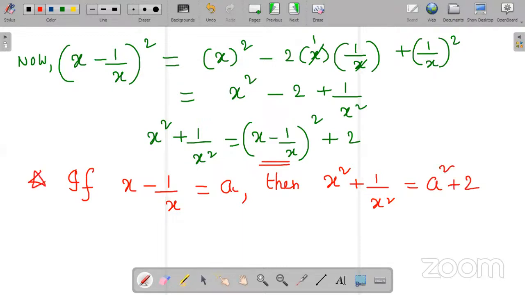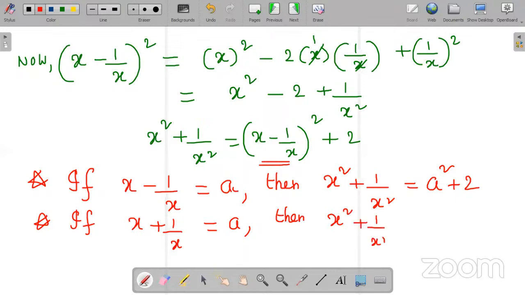This is the shortcut. The previous shortcut I will also write again for your clarity. If x plus 1 by x is equal to a, then x square plus 1 by x square is equal to a square minus 2. Suppose minus is there, you get plus. Here plus is there, you get minus. That is the only difference. Right?